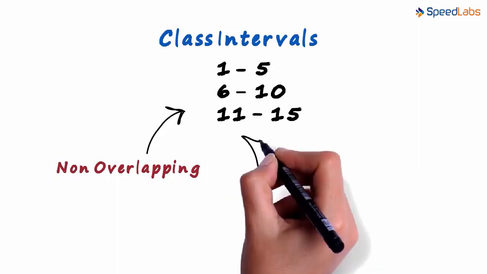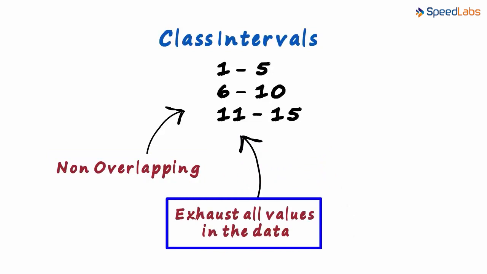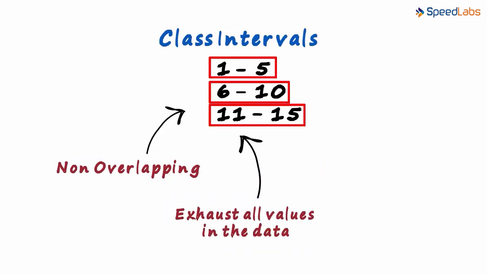All the groups should exhaust all the data we have with us. These three groups are enough to cover all marks from 1 to 15. But if we had someone who scored a 16, these three groups would not be enough.